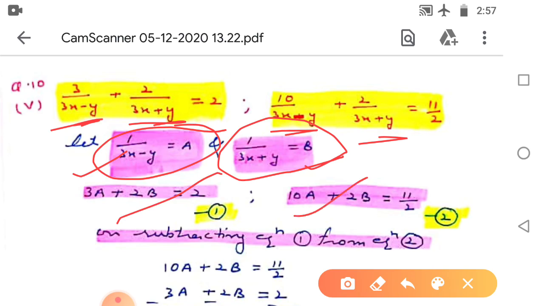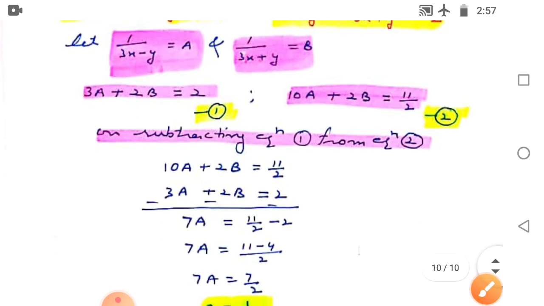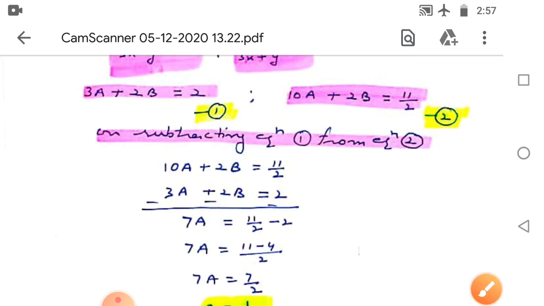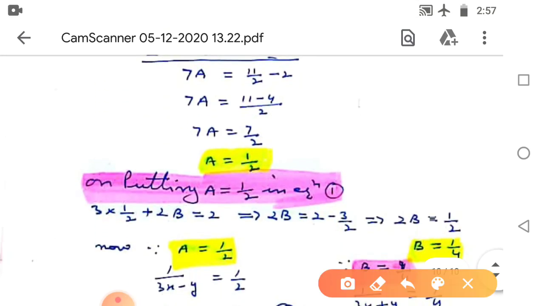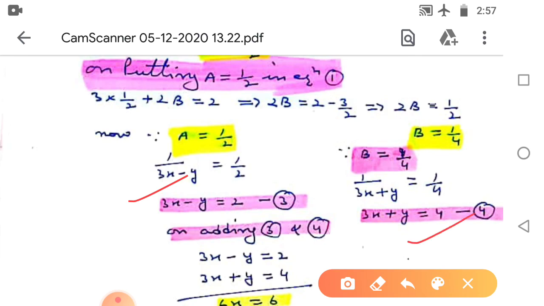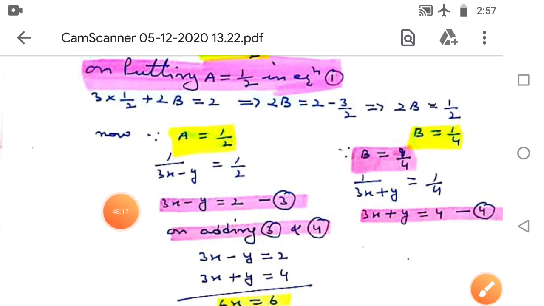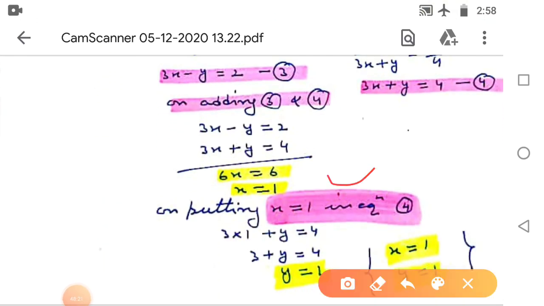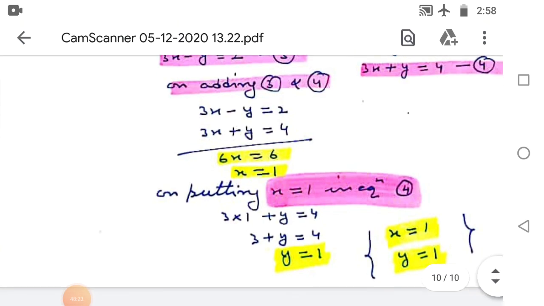After putting the values, you get two equations, then solve these two equations in terms of a and b, and after solving and getting the values of a and b, convert again into the form of x and y, and then again solve these two equations for x and y by adding them. You get the value of x as 1 and the value of y as 1.